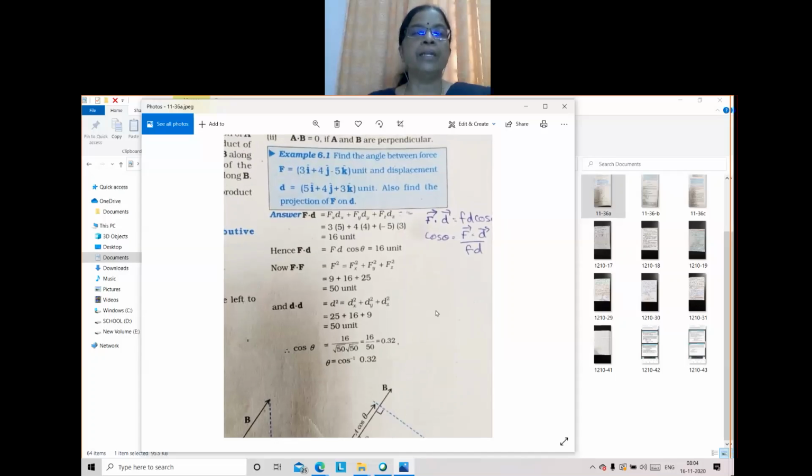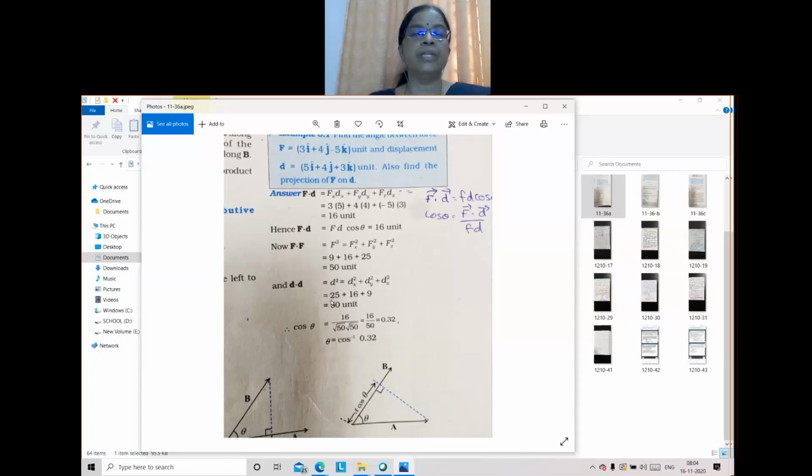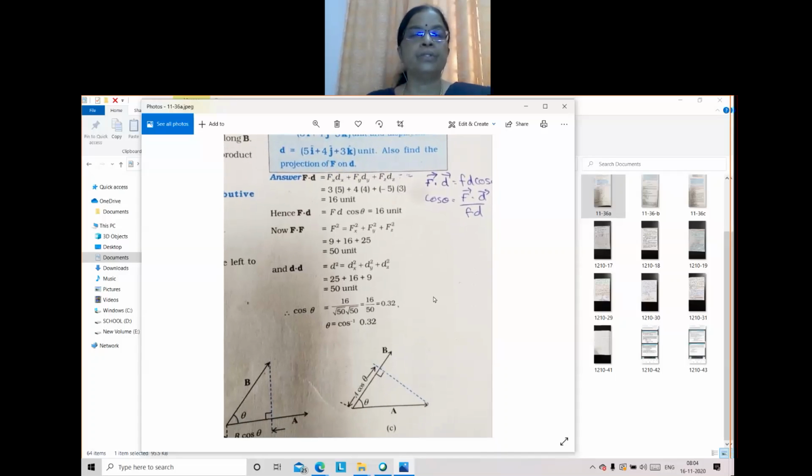Similarly, D dot D: dx square plus dy square plus dz square. 5 square plus 4 square plus 3 square. That also we got 25 plus 16 plus 9 equal to 50 units. So we got F, and we got D also. So we can substitute in the formula: cos theta equal to 16 by root 50 into root 50. So equal to 16 by 50 equal to 0.32.